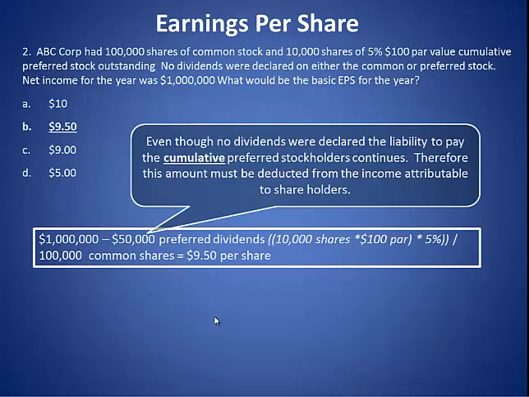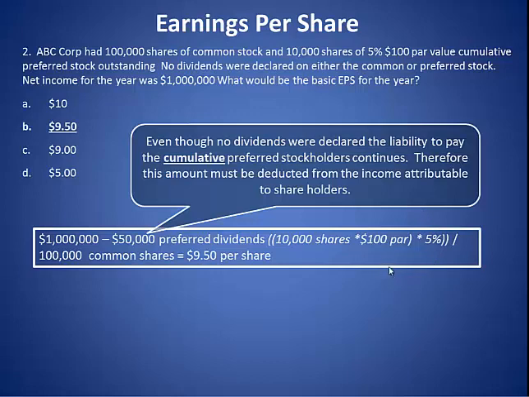Okay, number two. Net income for the year was $1 million. What would be the basic earnings per share for the year? The calculation is $1 million minus our preferred dividends. The reason we subtract that out, even though no dividends were declared, is that the liability to pay the cumulative preferred stockholders still continues. Therefore, that amount must be deducted from the income attributable to the common shareholders.